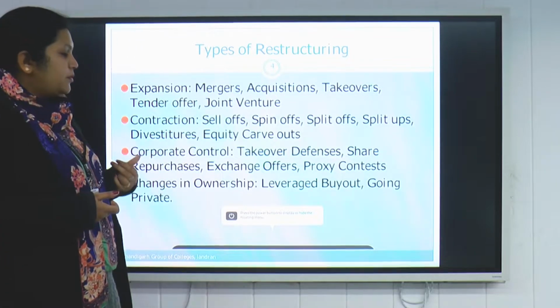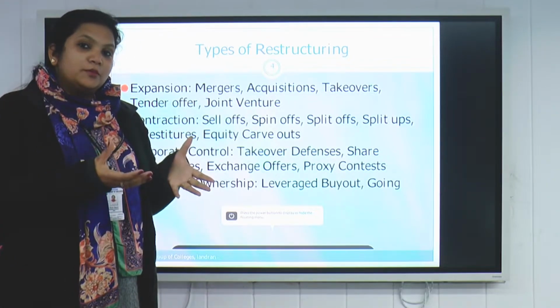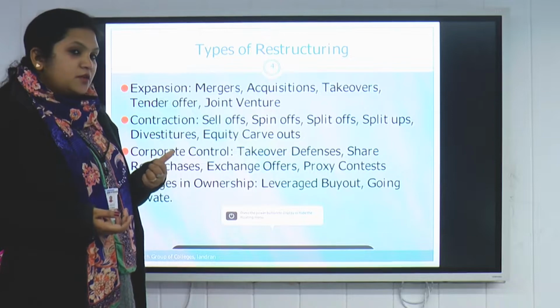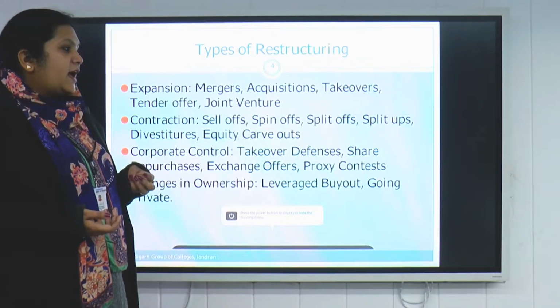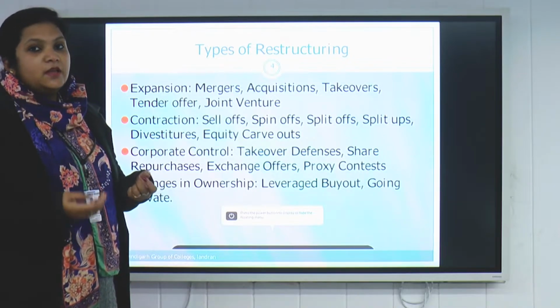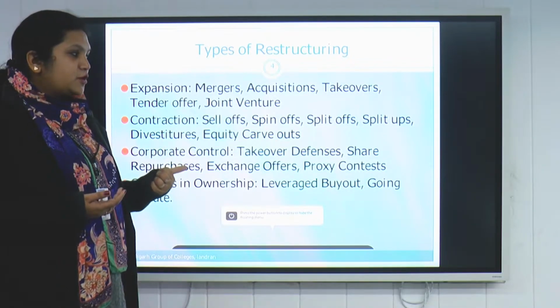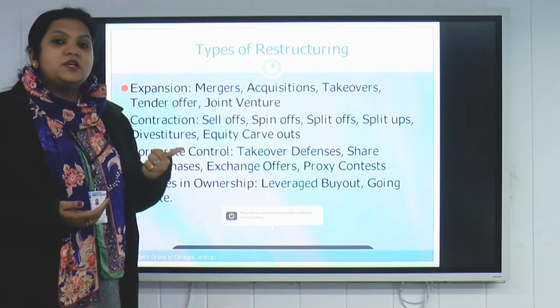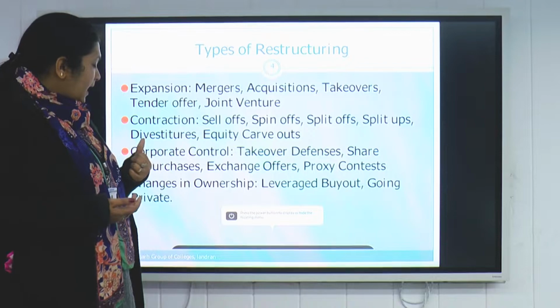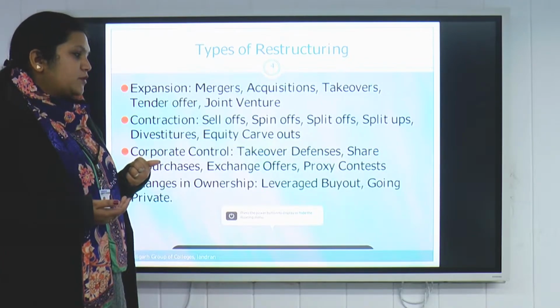The second reason could be contraction. You want to contract your business. Contraction is when you enter into sell-offs, spin-offs, split-offs, and split-ups, divestitures and equity carve-outs.